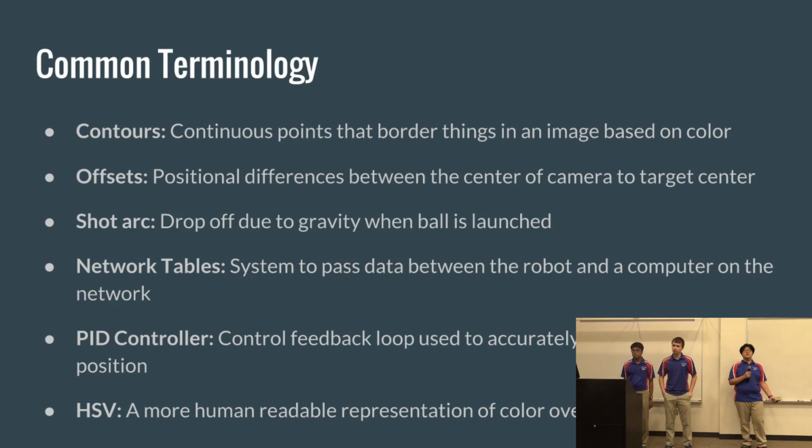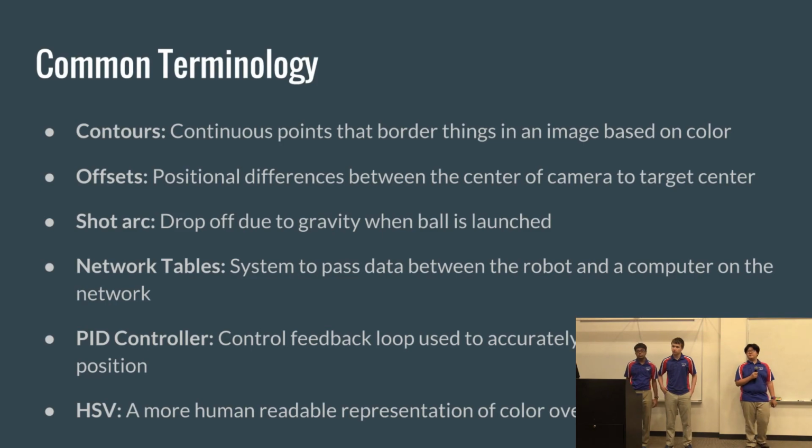Second thing is offsets. So ideally, in this perfect sort of FRC world, the camera would be right next to the shooter arm that shoots the projectile at the target. So what we would do is the center of the camera frame should be the crosshair, the center of where the shooter is going to shoot. So the offset is the distance between the actual target in the frame of a camera to the center of the camera. So ideally, we would try to minimize that offset as much as possible. So that's the definition of offsets here.